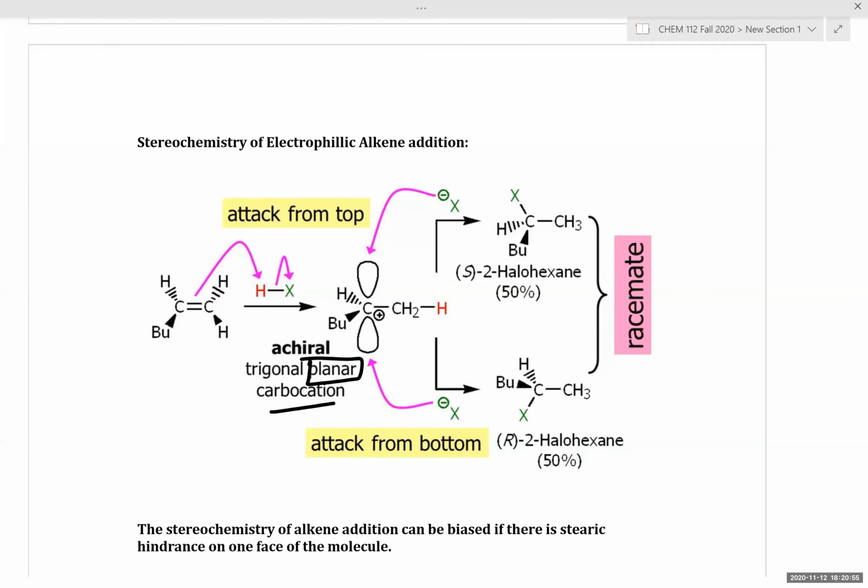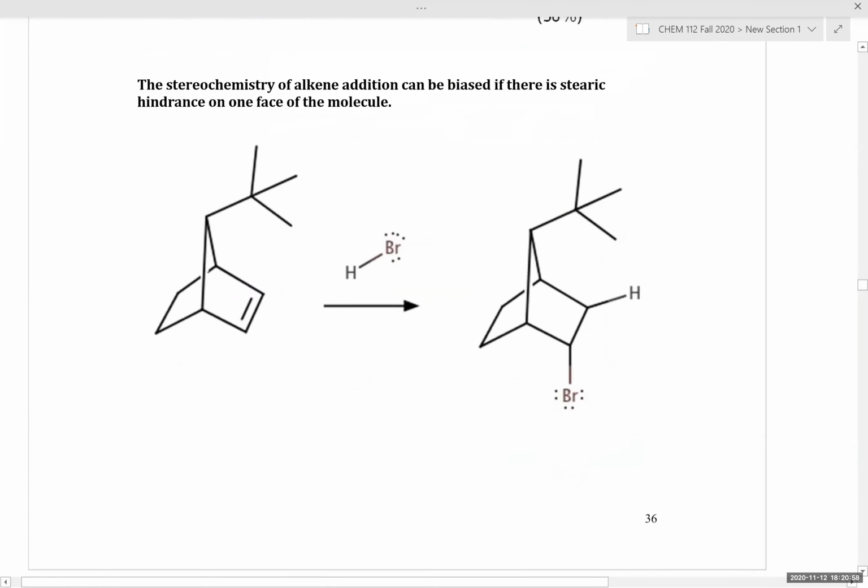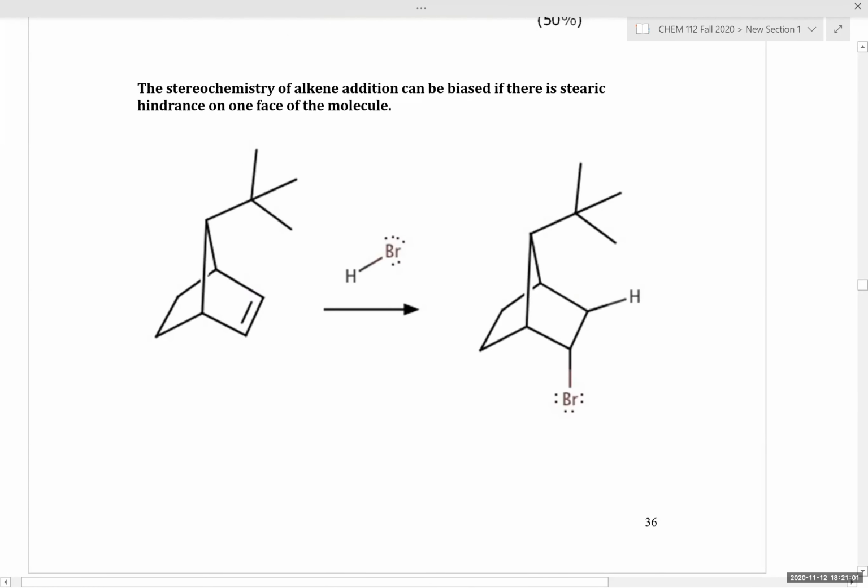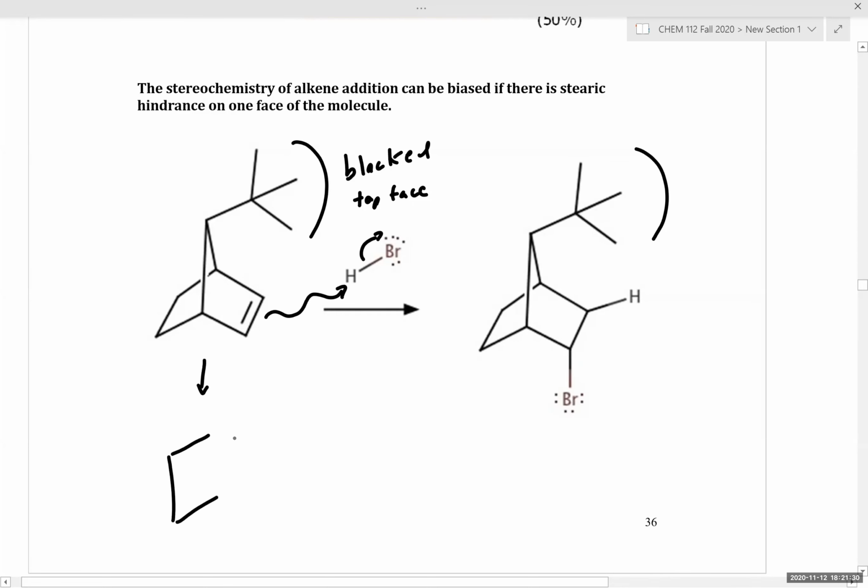Well, we can build on that because if you have appropriate steric hindrance on one face of your molecule, you can actually bias the stereochemistry for this alkene addition. So for example, in this case, we have this really bulky t-butyl group blocking the top face. So we've essentially blocked our top face. And in turn, what that means is after our first protonation step, we generate a carbocation intermediate.